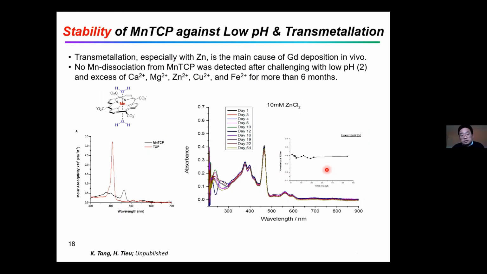As I mentioned, these strong interactions lead to strong stability, which is relatively easy to measure. As I already mentioned, manganese porphyrin has a unique UV-vis, very different from the metal-free porphyrin or other paramagnetic metals. So if there is metal dissociation, or the metal is exchanged with other things, we can easily detect these changes by UV-vis. My students, Keith Tang and the previous student, Henry Tell, spent some effort monitoring the metal exchange, challenging the stability of the manganese by adding acid or other metal species to the solutions.